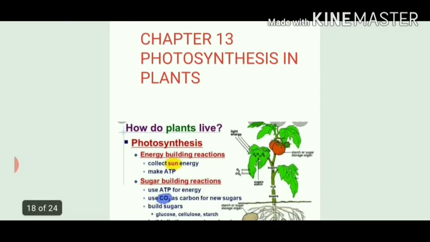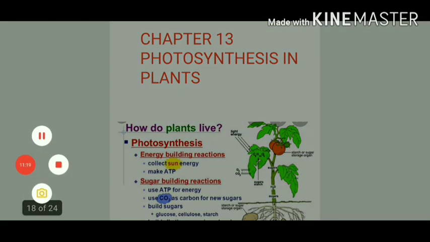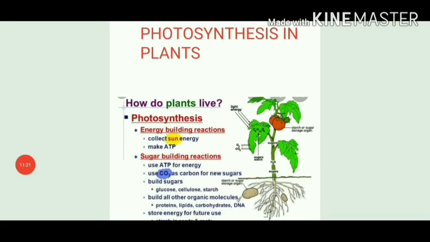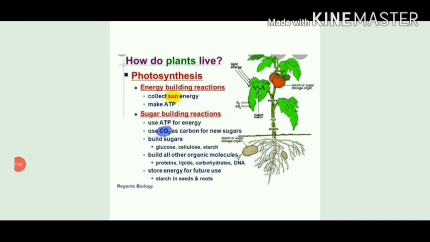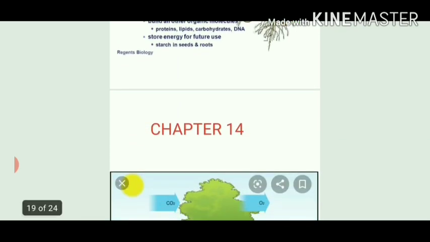Chapter number 13 talks about photosynthesis in plants. Here it is discussed which are the major components, like chlorophyll, carbon dioxide, and water, in the presence of magnesium ions, which play an important role so that ATP energy can be synthesized and that energy is used for the production of carbohydrates on which we all heterotrophs are dependent.